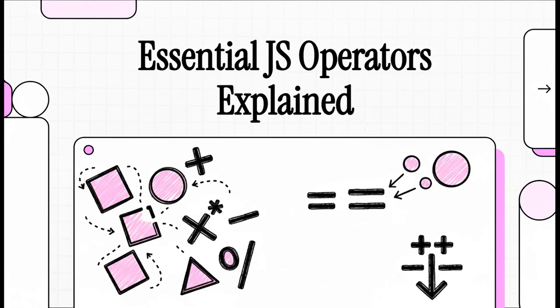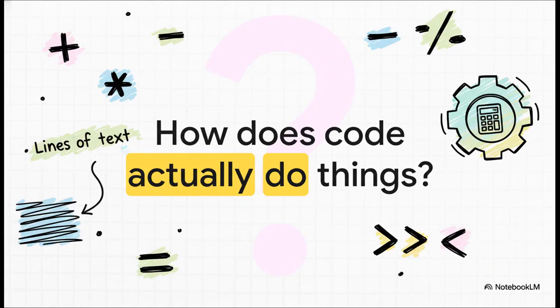All right, let's break down some of the most fundamental building blocks in JavaScript, operators. If you've ever looked at code and wondered how it actually does stuff, well, you are in exactly the right place. Let's get into it. I mean, it's a great question to start with, right? How do we go from just lines of text on a screen to real, actual actions and calculations? Well, the secret lies in these small but incredibly powerful symbols called operators.